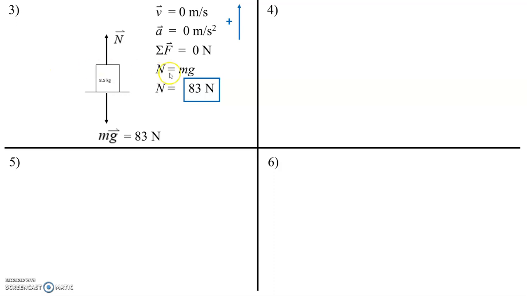Let's go on to number 4. So there's our mystery box again, and this time we're pushing down with an extra 15 newtons of force, but it doesn't say it's going anywhere, so once again we can say that the velocity, the acceleration, and the net force are all 0.